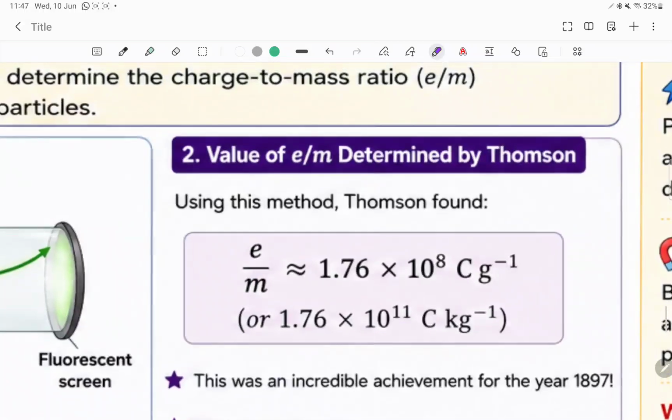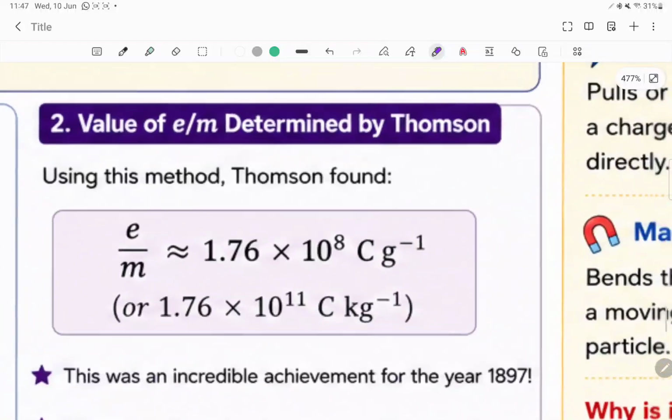Using this method, Thomson found the e by m ratio approximately, not exactly, approximately equal to 1.76 into 10 to the power of 8 coulombs per gram. If we convert into kilograms, then add 10 power 3 to it, 8 plus 3, 11. 1.76 into 10 to the power of 11 coulombs per kilogram.